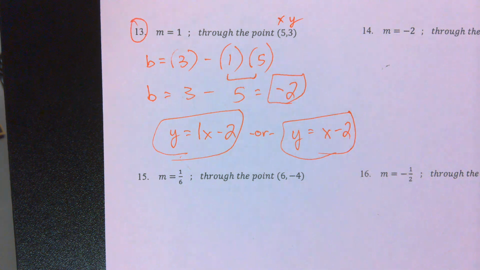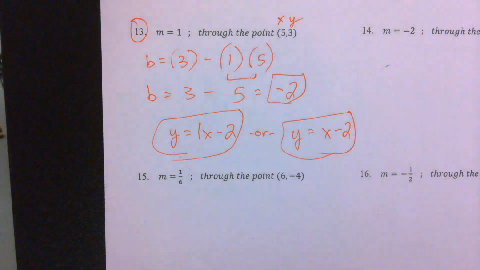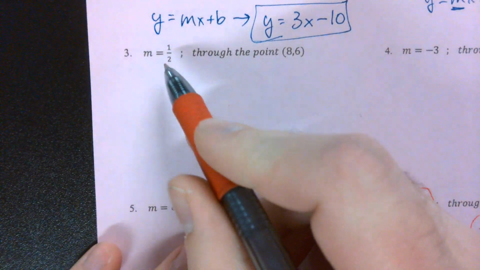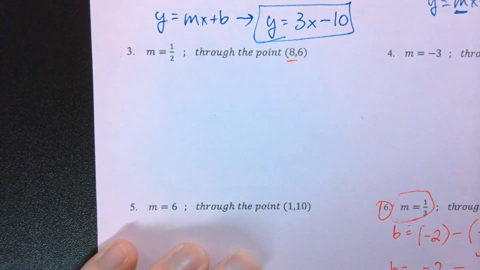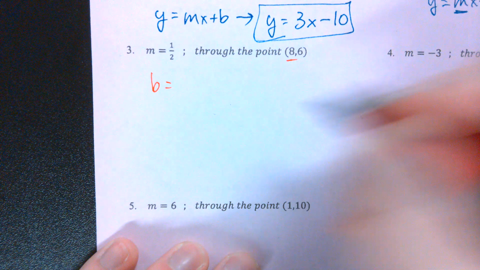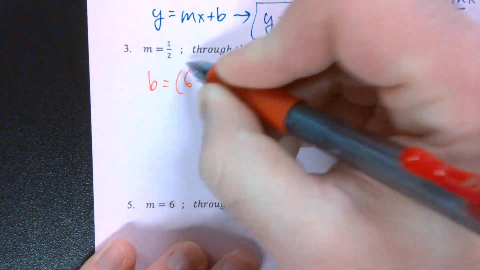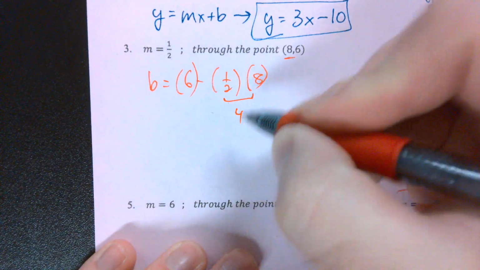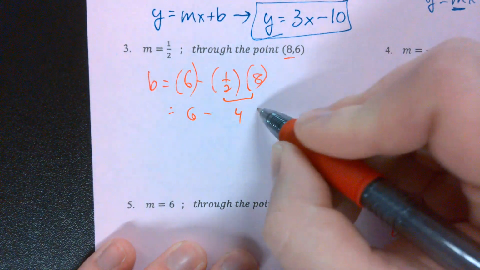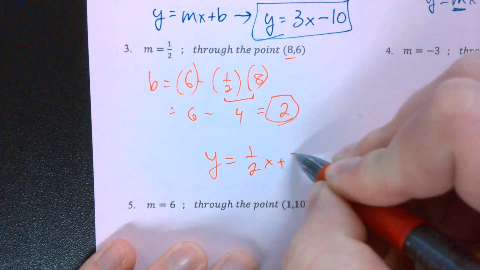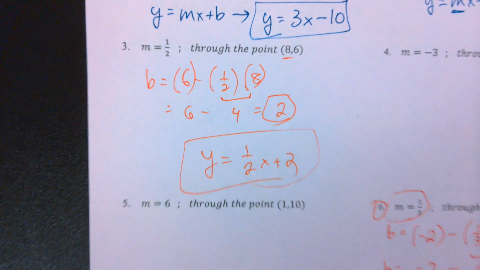Number 3. All right, 3 will be our last one. Back to the front. M times x. My x is 8. So b is equal to 6 minus 1/2 times 8. What's half of 8? 4. What's 6 minus 4? 2. Y is equal to 1/2 x plus 2.